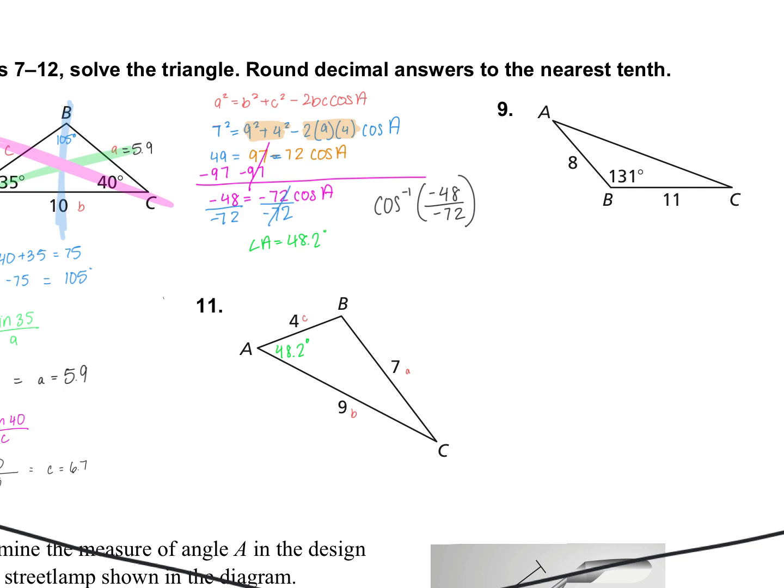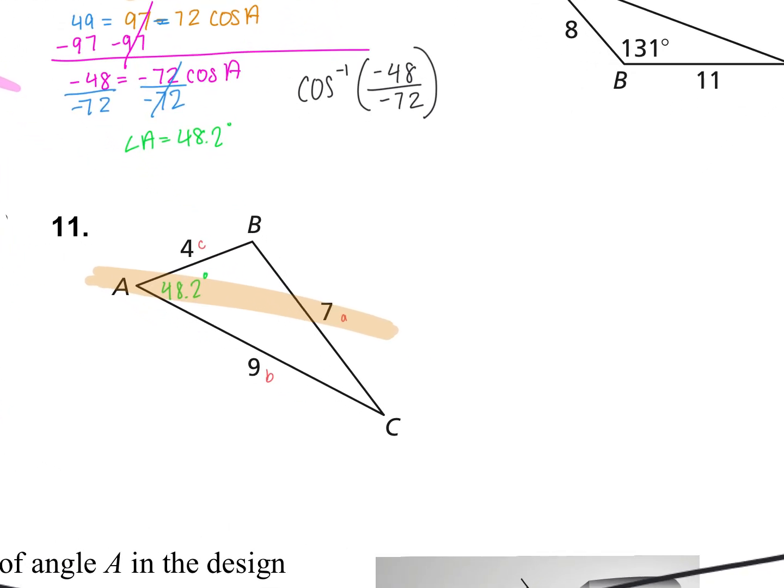Now, because I do have a matching pair, a matching side, one of my matching sides, A, I'm not going to use law of cosine. I'm just going to go ahead and use law of sine. So I'm going to solve for C. What I'm plugging in is sine 48.2 over 7, because that's what I have, equals, again I'm solving for C, so sine C over 4.